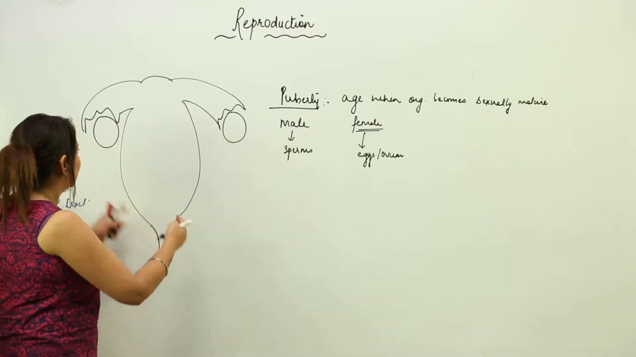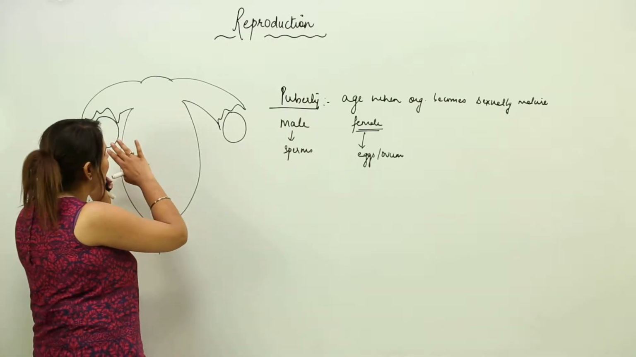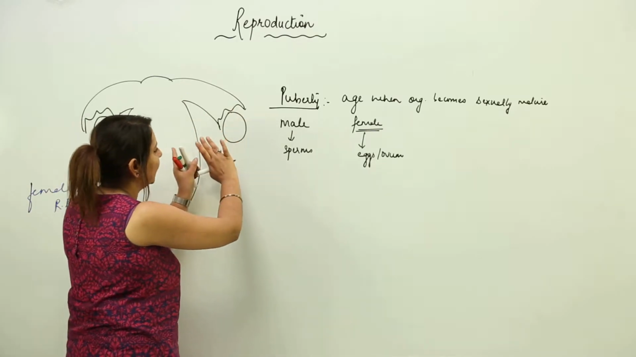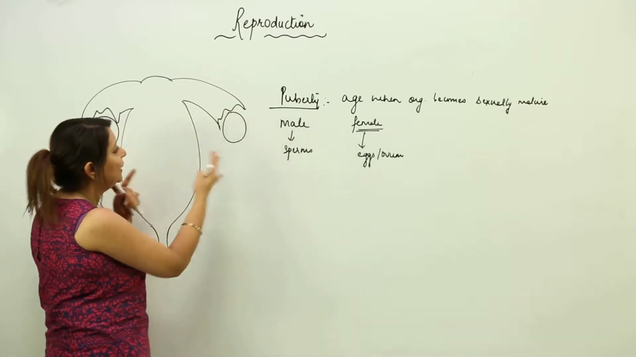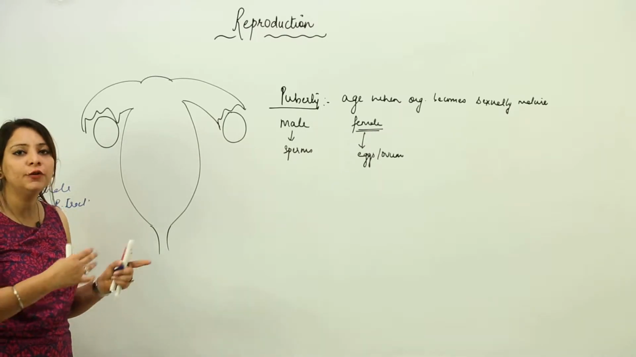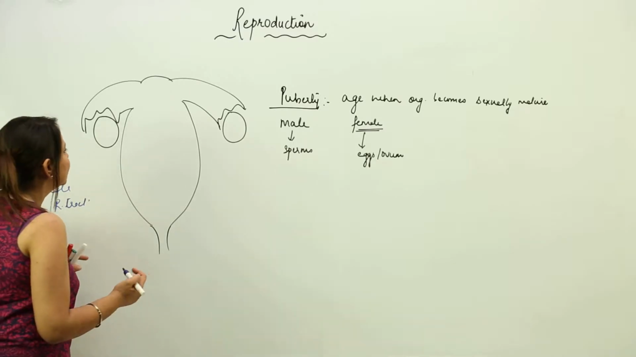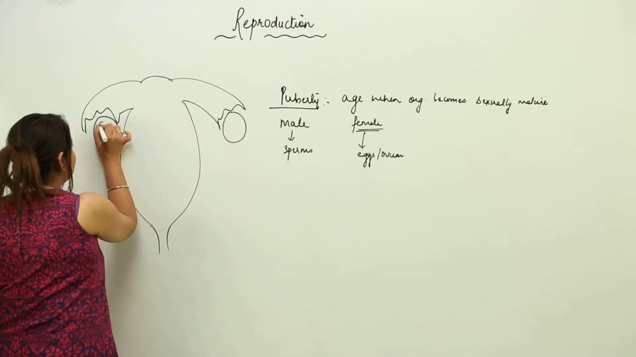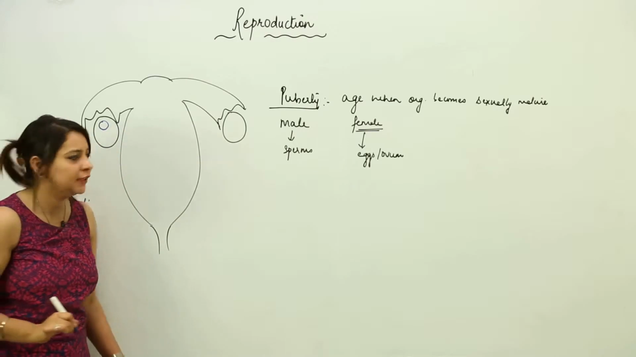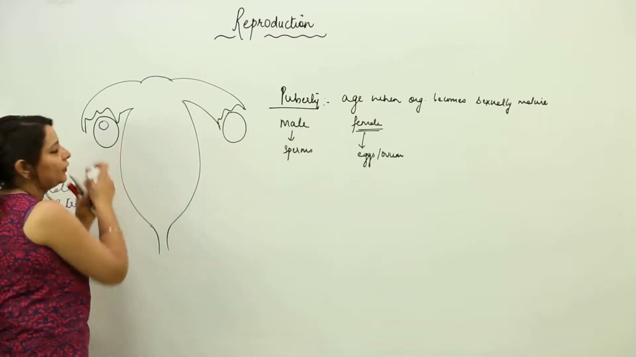And if it gets mature from this ovary in this given month, then the next egg will mature from this ovary. So the egg maturation, or the release of egg, occurs from an alternate ovary on a monthly basis. Suppose one egg develops here. Then what is the fate of this egg?